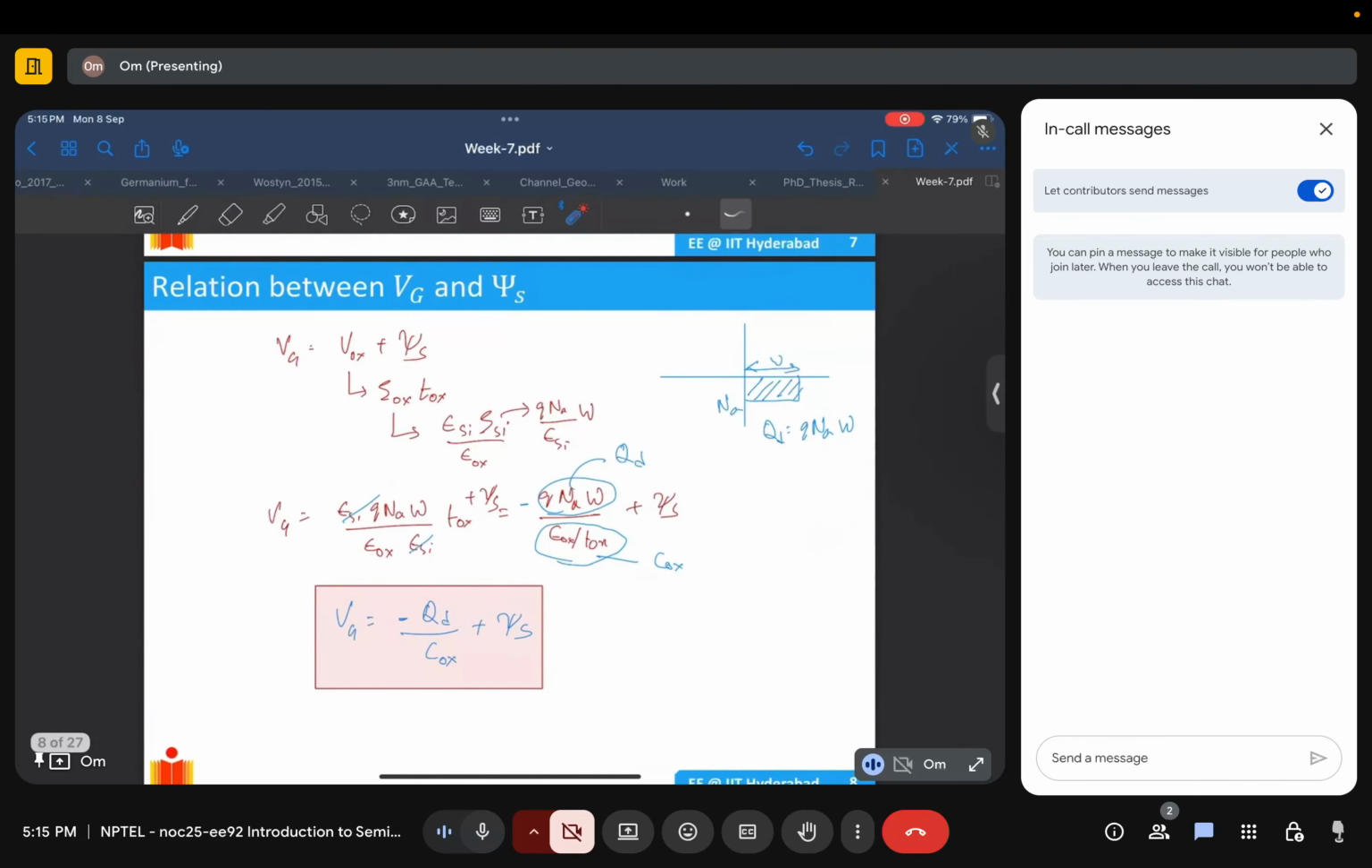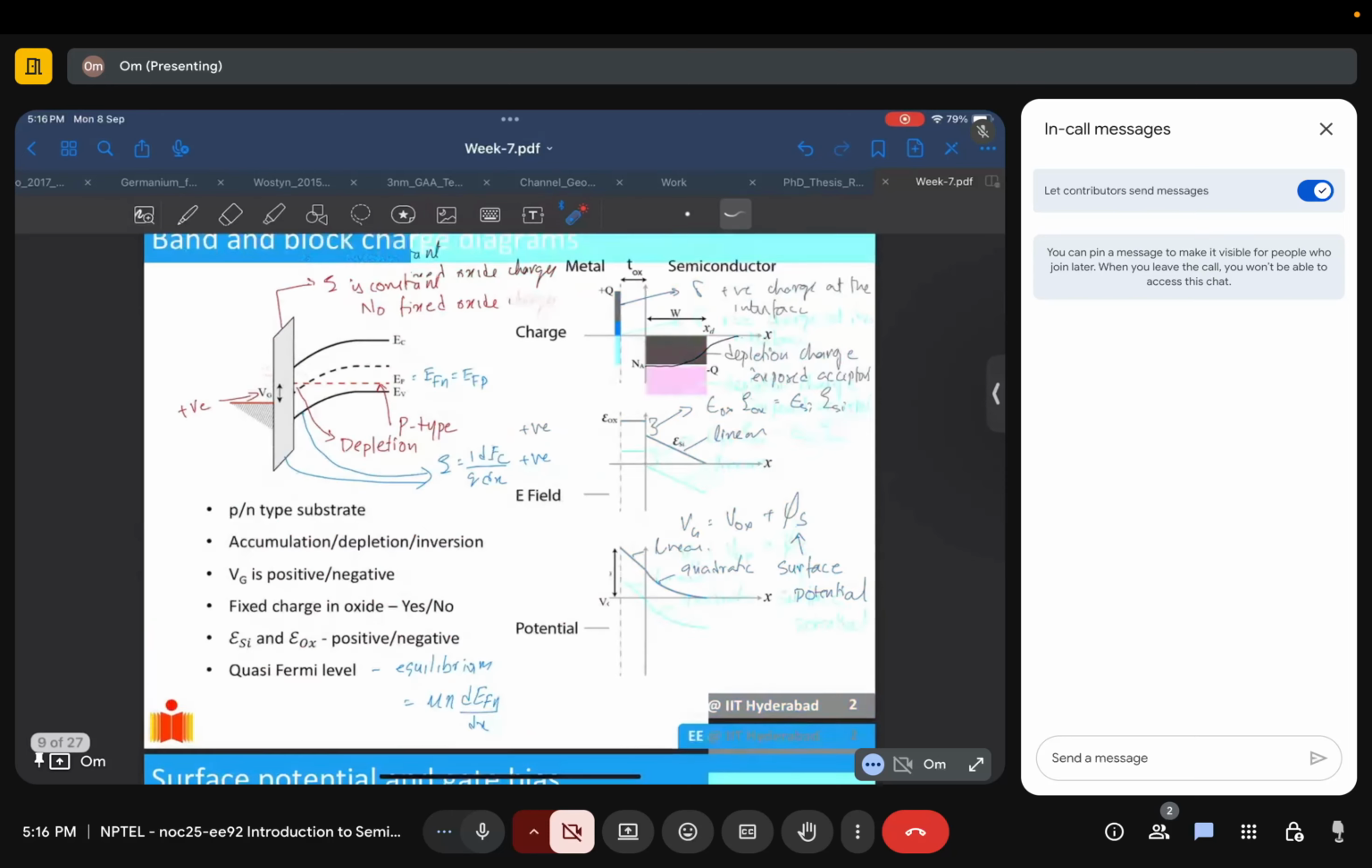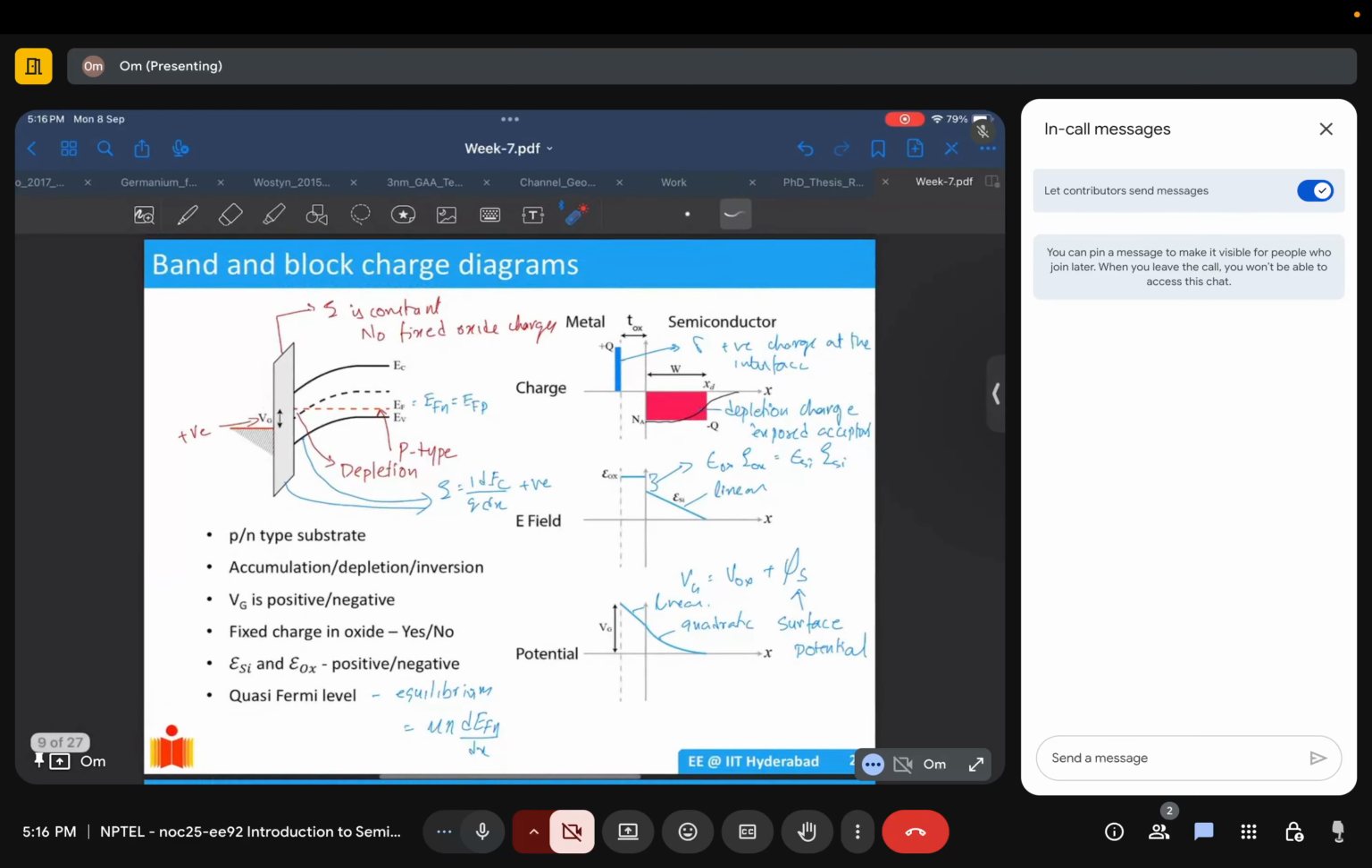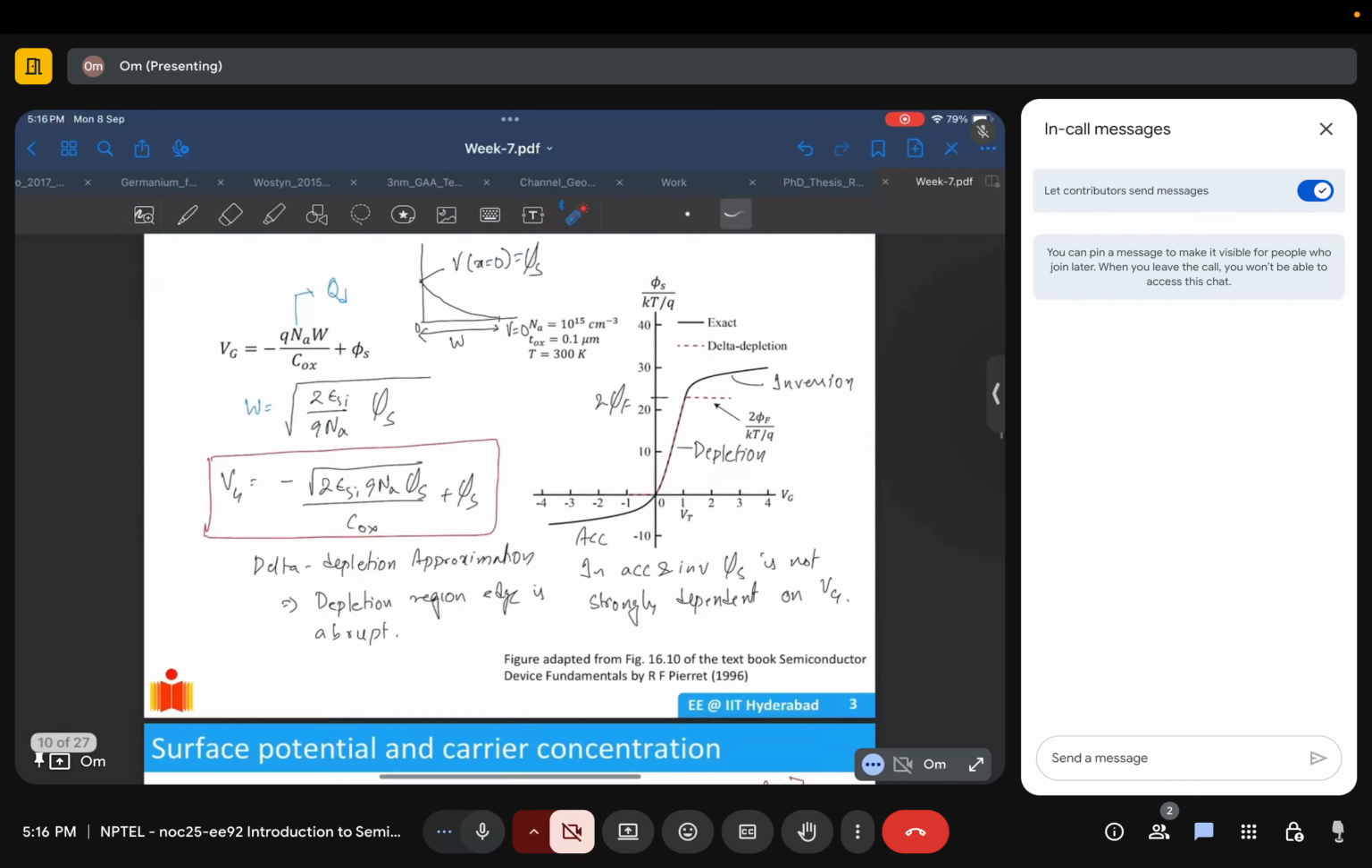The relationship between Vg and psi s is Vg equals Vox plus psi s. By solving this, finding Vox from epsilon ox Eox, and epsilon Si Esi and Q NaW by epsilon, all this you do, you find that Vg is minus Q depletion by Cox plus psi s. So this we have seen.